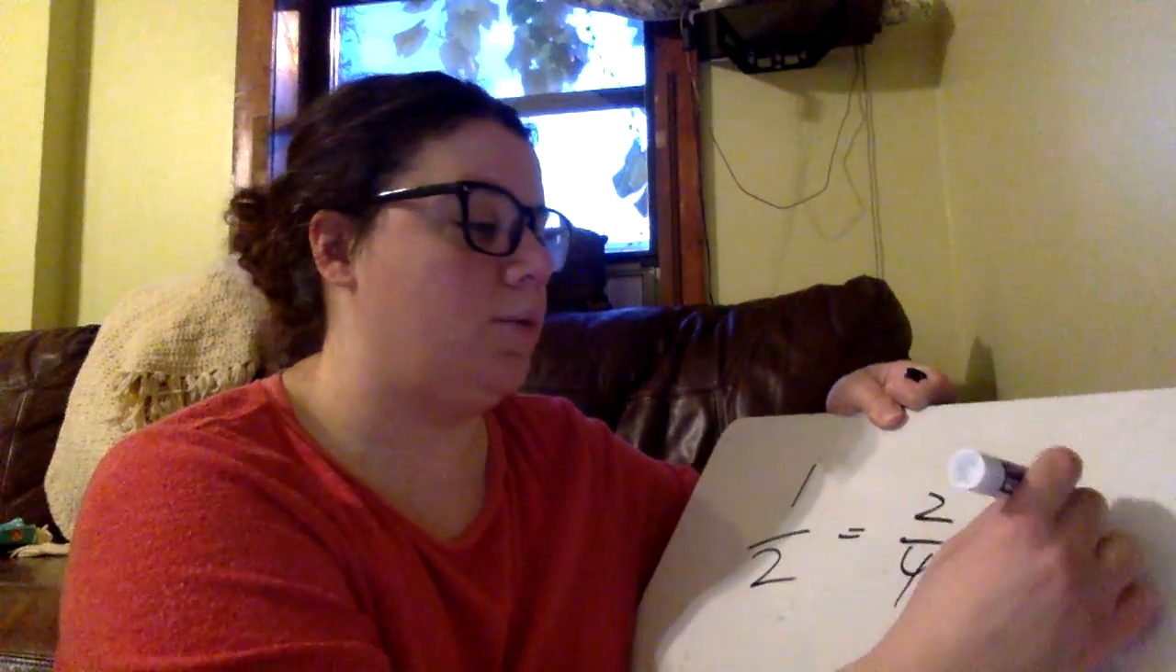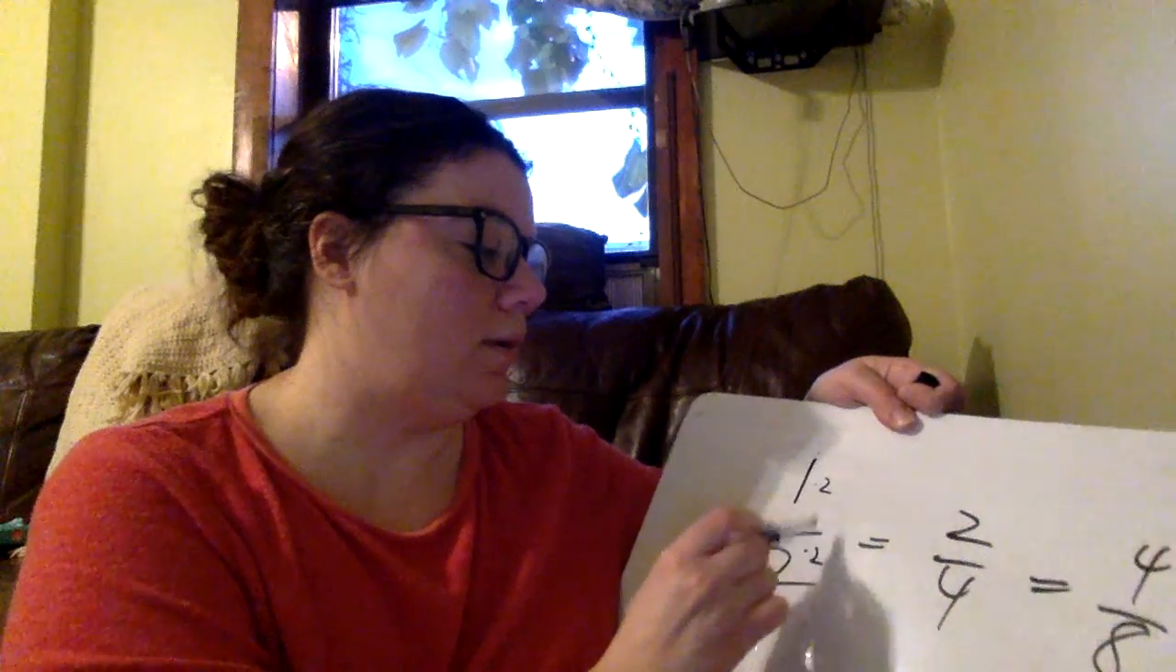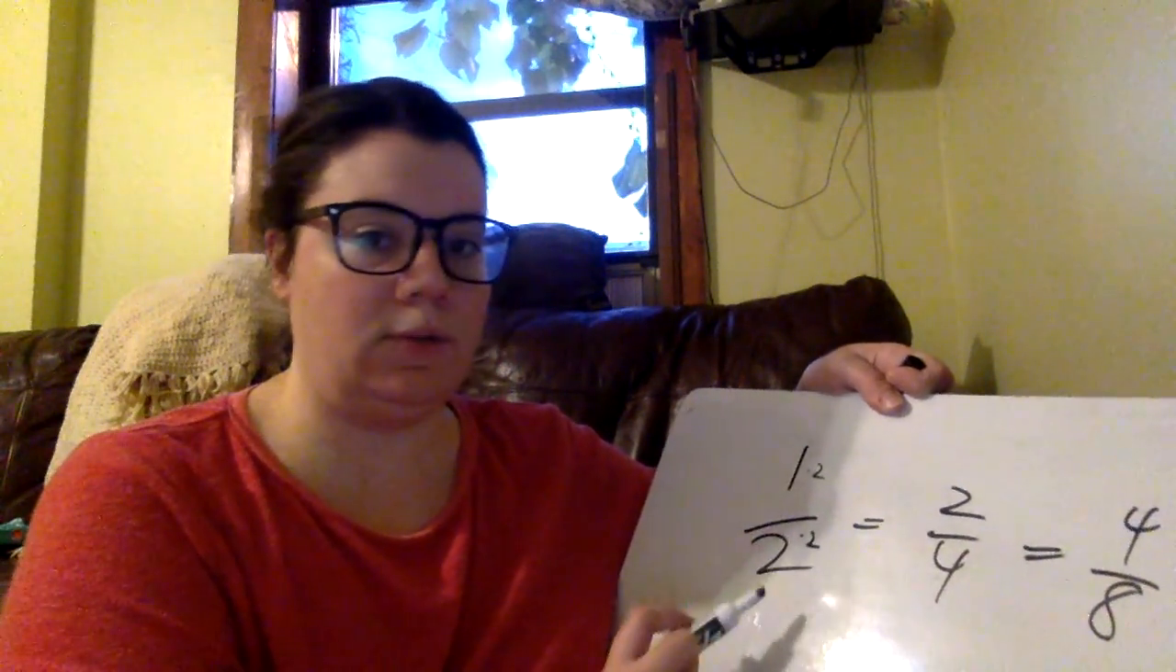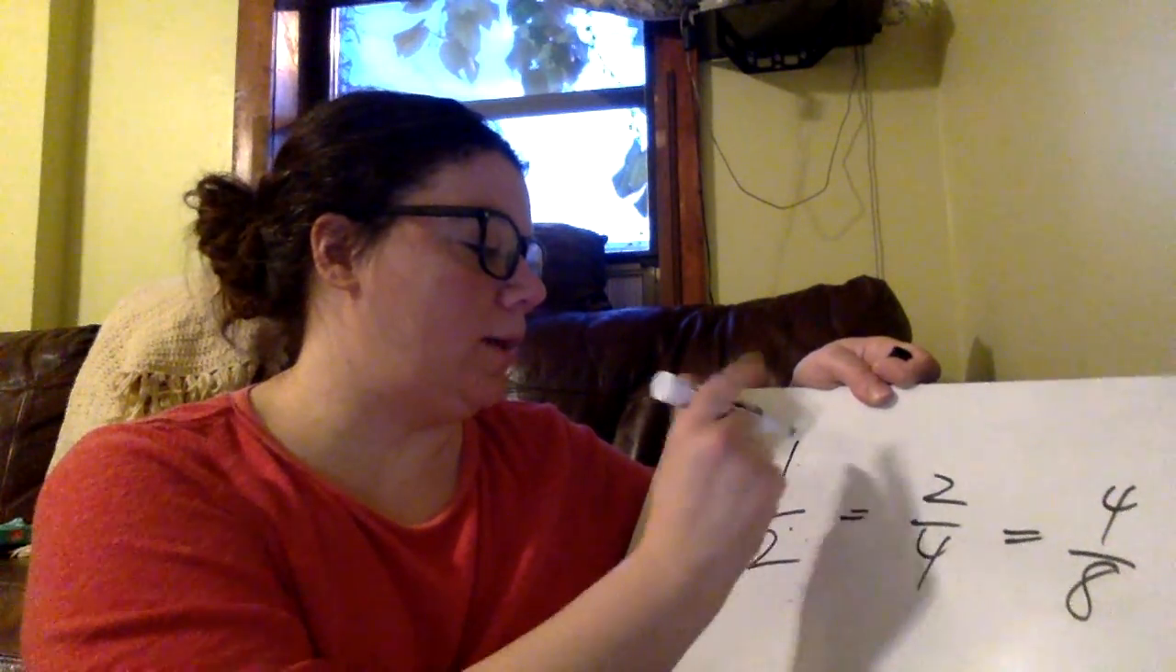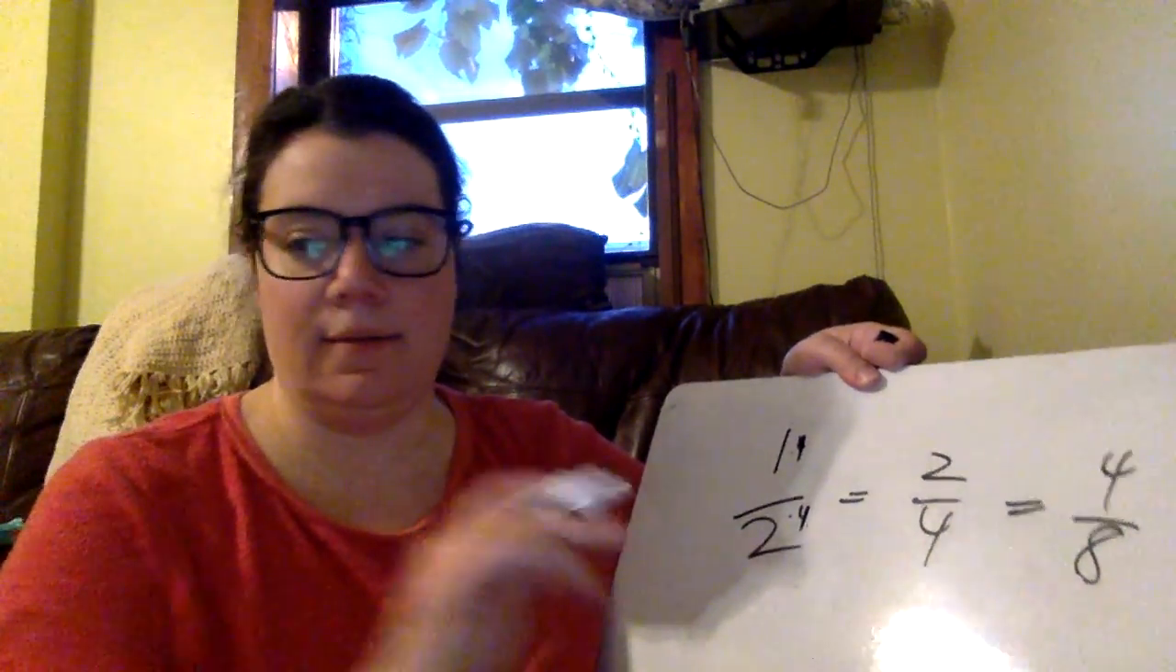Okay, so another way to look at this as equivalent fractions is we're multiplying, we're getting bigger. So this 1/2, we know 1/2 equals 2/4 equals 4/8. Well, that 1/2 times 2, 1 times 2 is 2, 2 times 2 is 4. Or if we multiply them both by 4, 1 times 4 is 4, 2 times 4 is 8.